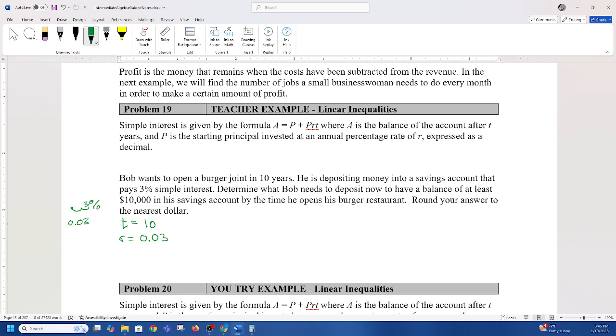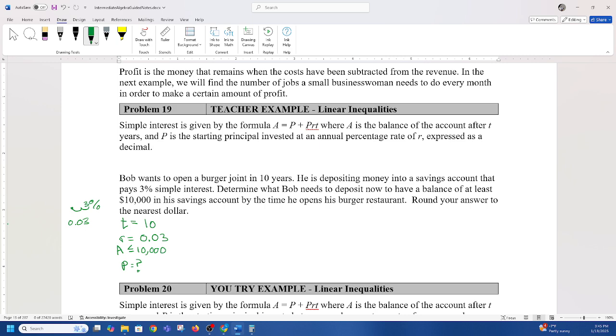We need to figure out how much Bob has to deposit now to have a balance of at least $10,000. So A, his ending balance after T years, has to be greater than or equal to 10,000. Now the only letter we don't know about is P. This is the variable we are trying to find.